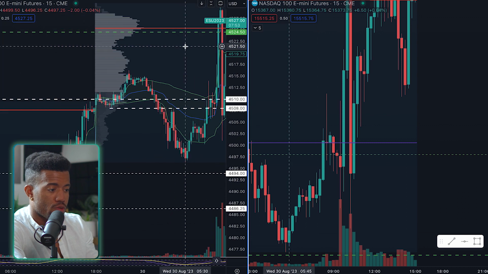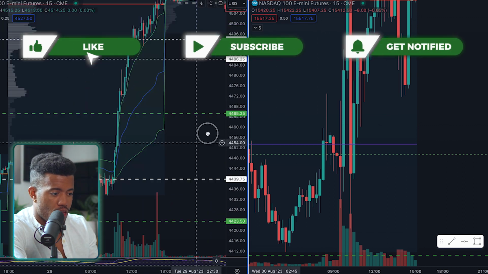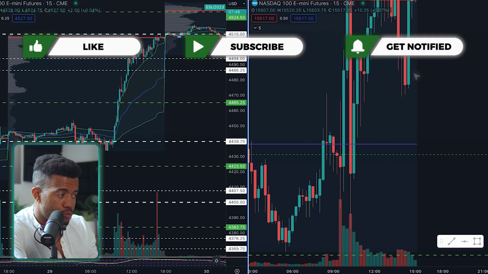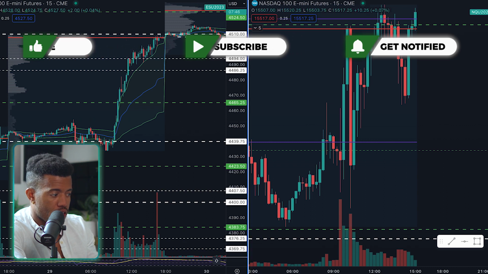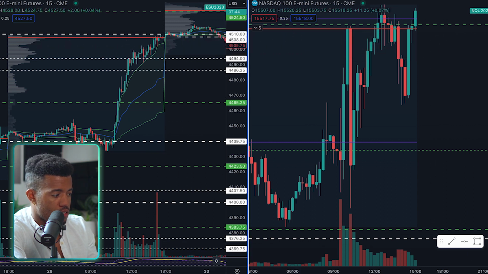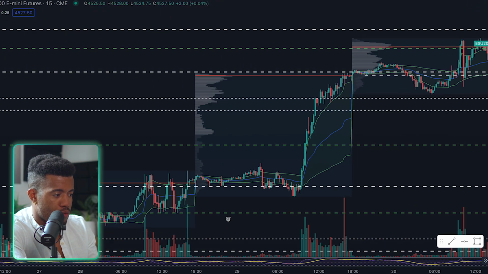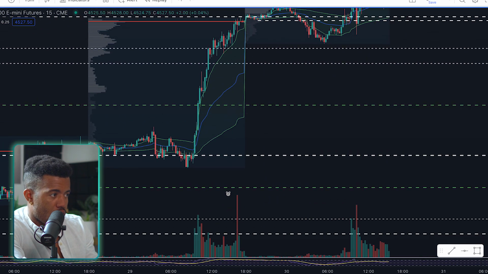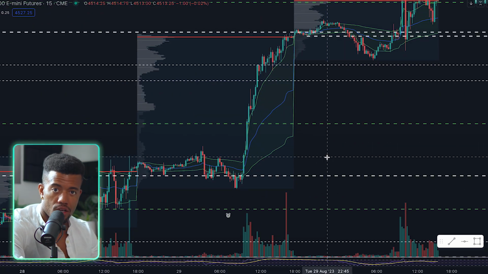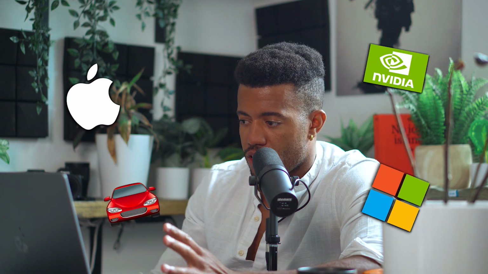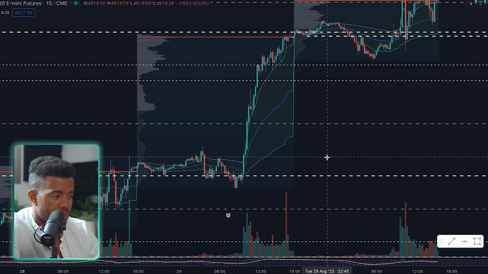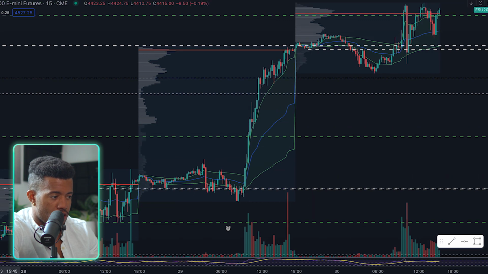So yesterday there was data. There was data at 8:30 a.m. and it was the consumer confidence numbers. We're going to look at ES. ES is an index, one of the many market indexes. If you're not familiar with what an index is, all an index is, it tracks a bucket of equities. So things like Apple, Microsoft, car companies, Nvidia, you know, there's different buckets of indexes. ES is one of them.